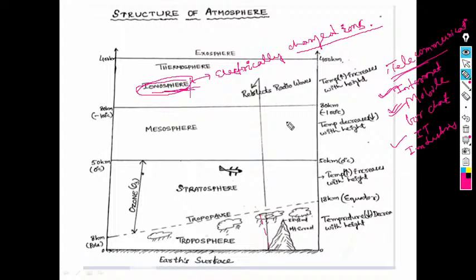What happens? When they send the waves from the earth upward, they are reflected back. Why reflected back? Because of these electrically charged ions. Remember, they are negatively charged, right? They are negatively charged, and that is why the waves are reflected back to the earth's surface. So because of them, our communication system on the earth is possible.